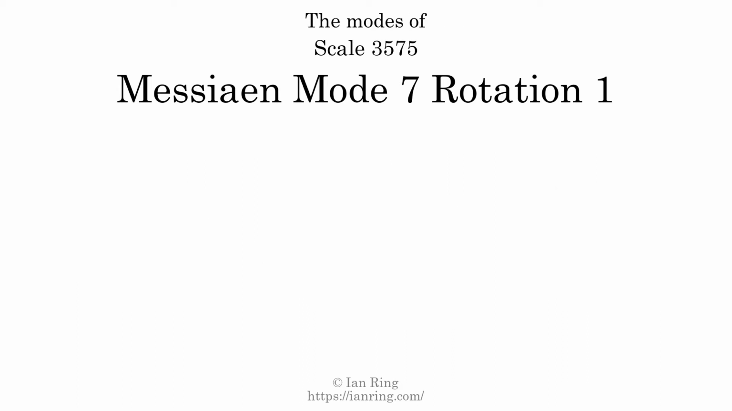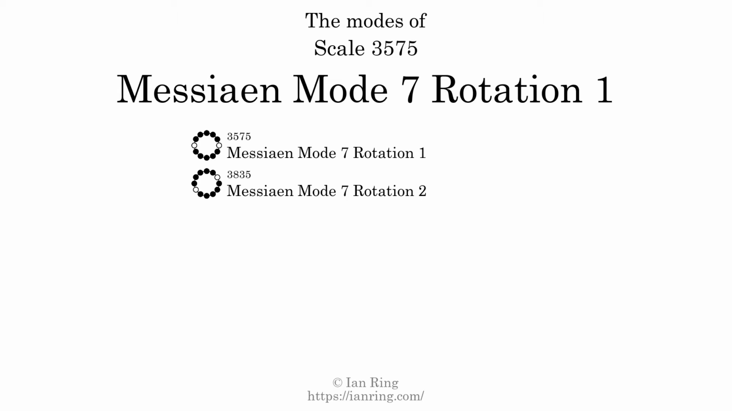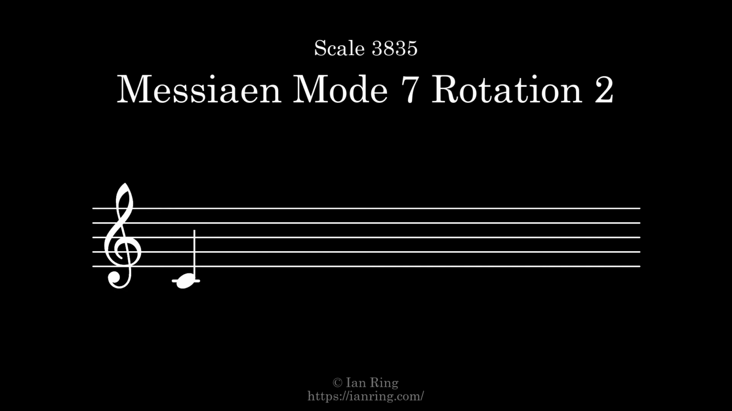This scale has 5 modes. The first mode is itself. The second mode is scale 3835, also known as Messiaen Mode 7 Rotation 2. It sounds like this.